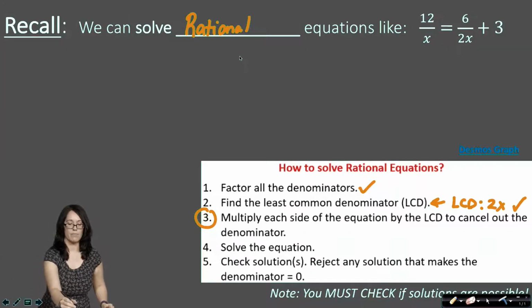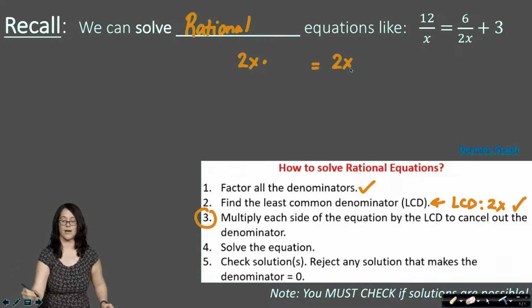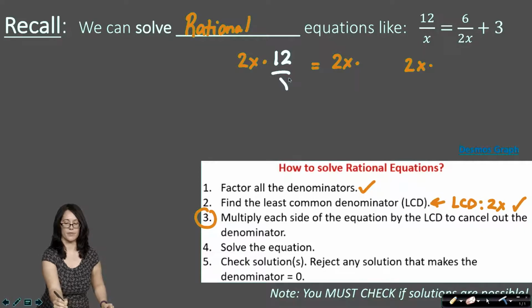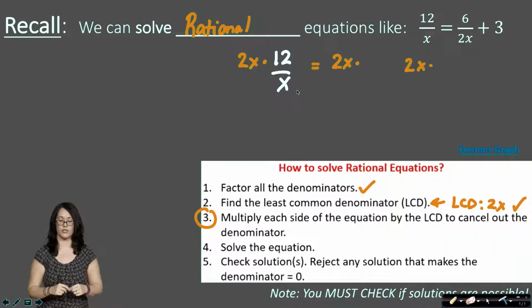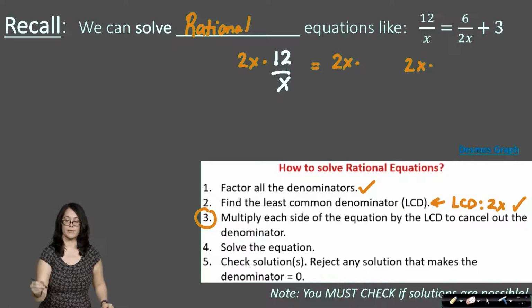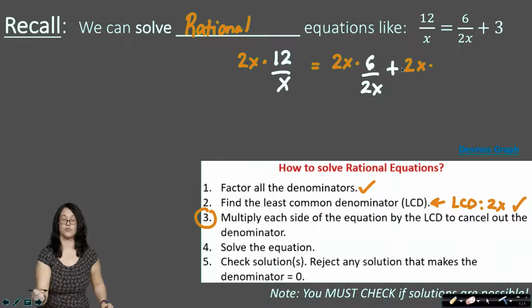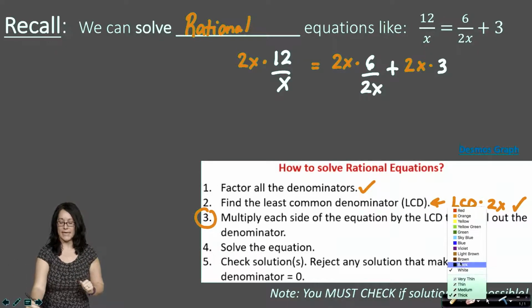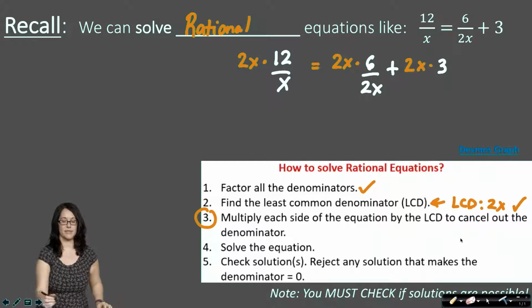Let's do it. So if I multiply 2x on the left and 2x on the right, notice that on the right side I have two terms, so it'll be 2x times each of those terms. And originally the problem was 12 over x on the left, so 2x will be multiplied by that fraction. And on the other side of the equal sign, 2x gets multiplied by the first fraction, which was 6 over 2x, plus 2x again gets multiplied by the second term, which is a 3 here. What ends up happening, if you've done it correctly, if you truly multiplied both sides, every term on both sides, by your least common denominator, is your denominator should go away. So let's see if that is the case.